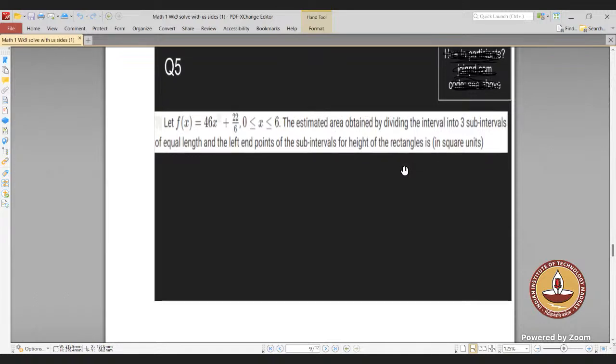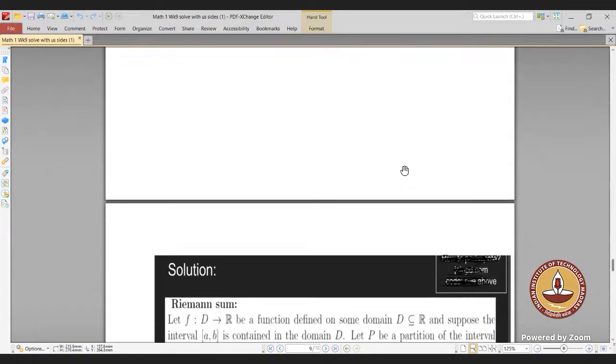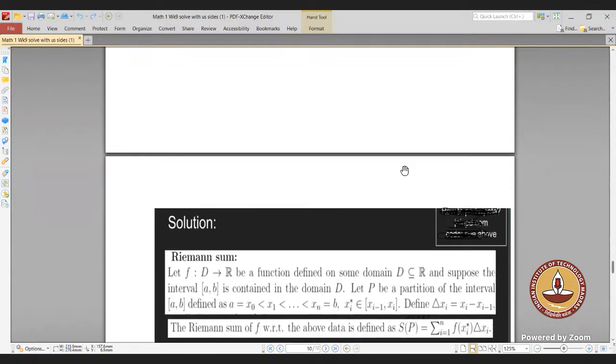Before going that, I'll just discuss what is Riemann sum. Let f be a function defined from domain D to R, defined on some domain D, which is a subset of R. And suppose the interval A to B is contained in the domain. So A to B belongs to capital D. Let P be the partition of the interval A to B, defined as A is x0 less than x1 less than x2 less than xn, where xn is equal to B and x0 is equal to A.